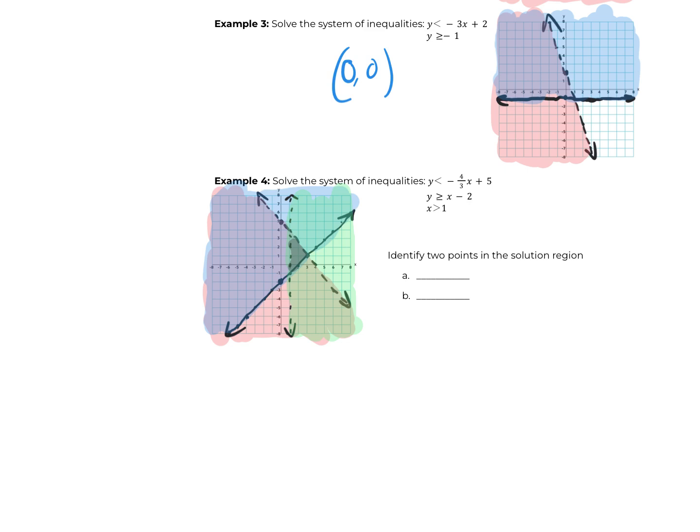All right, so two points in that solution region. Well, the only one that we can say for sure looks like (2, 1). And then points on the solid line will work, so we can use (2, 0) as well. Remember, solid lines are included, dashed lines are not, so both of those are good solutions.